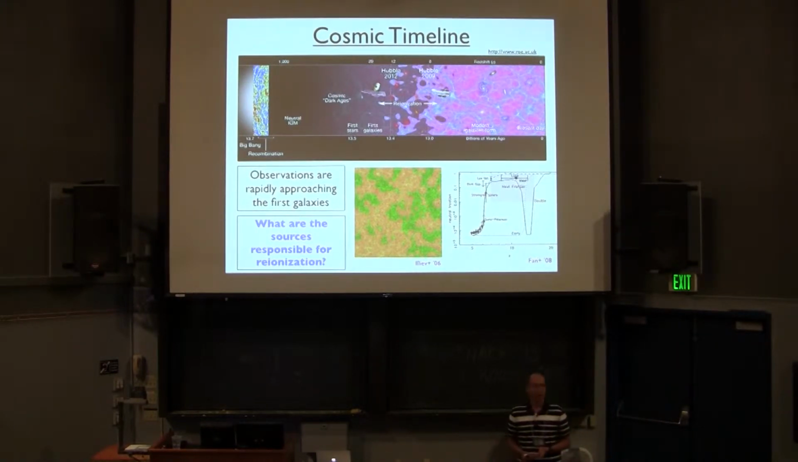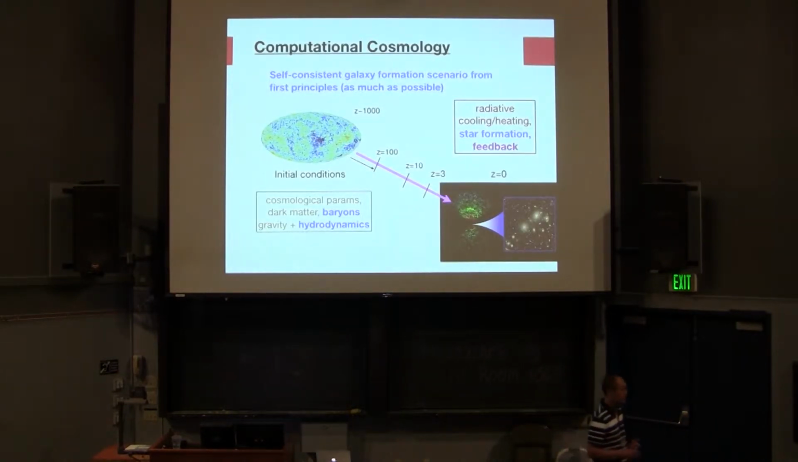So just to put my talk into context, I'm sure you've seen this picture before. There's the Big Bang over here, present time on this side. The universe went through a characteristic transition from the dark ages, a fully neutral state, to an ionized state. And as we heard from Pascal Oesch's talk earlier, observations are rapidly approaching the first galaxies around redshift 10 or so. So the question is, what are the sources responsible for reionization? We think it's star-forming galaxies that formed early on. And I think computational cosmologists like us are uniquely situated in this era, where we can follow this physical process of the transition in reionization and how these sources that reionized the universe formed over the years.